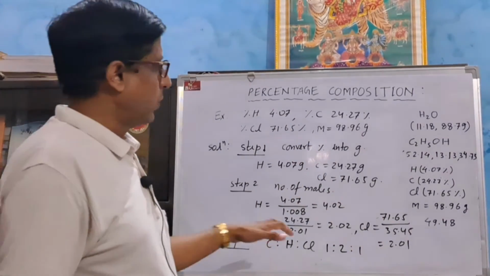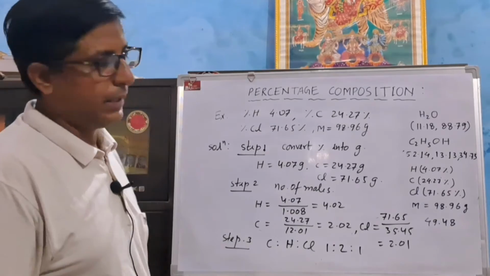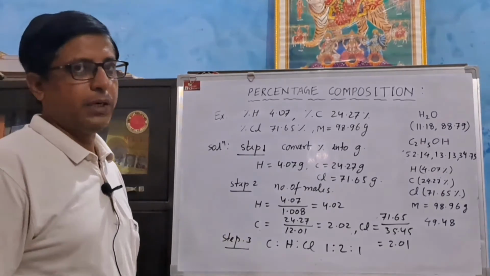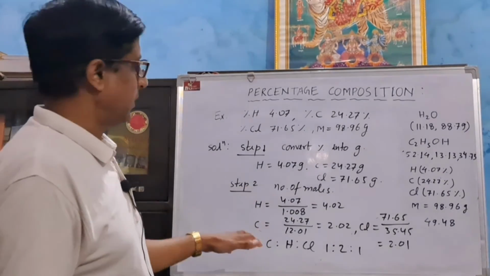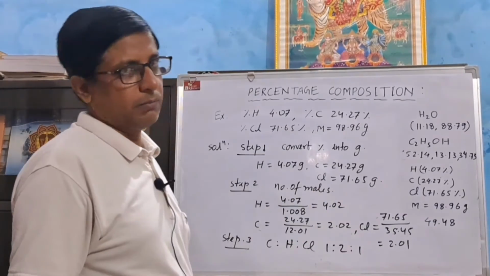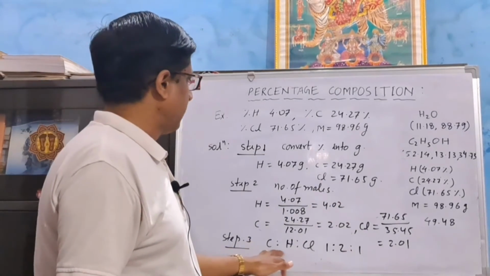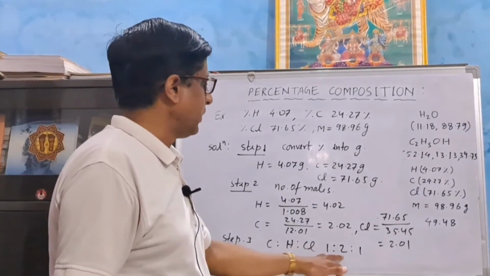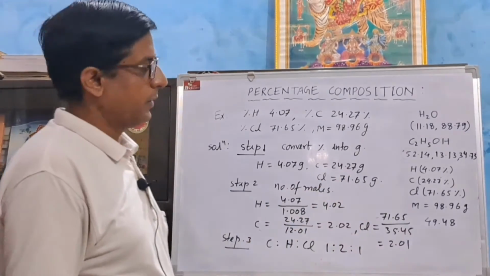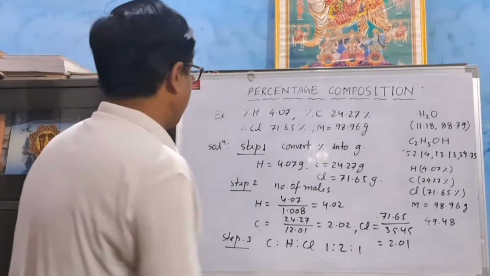If the simple whole number ratio is not obtained in this step, then we multiply by a suitable coefficient in order to get a simple ratio. Therefore, carbon, hydrogen, chlorine has the ratio 1:2:1.